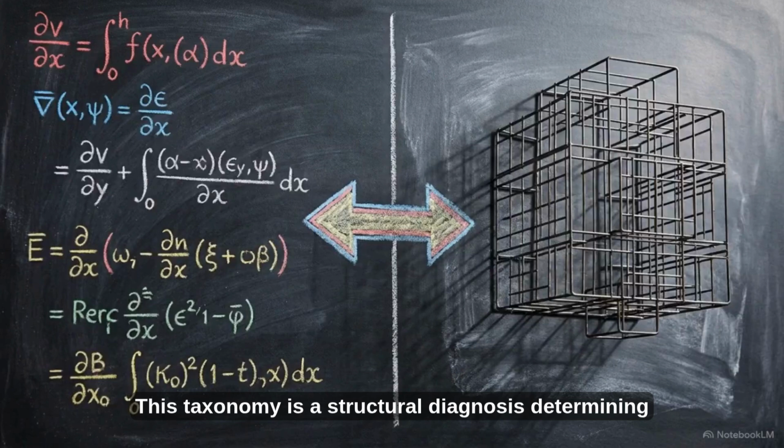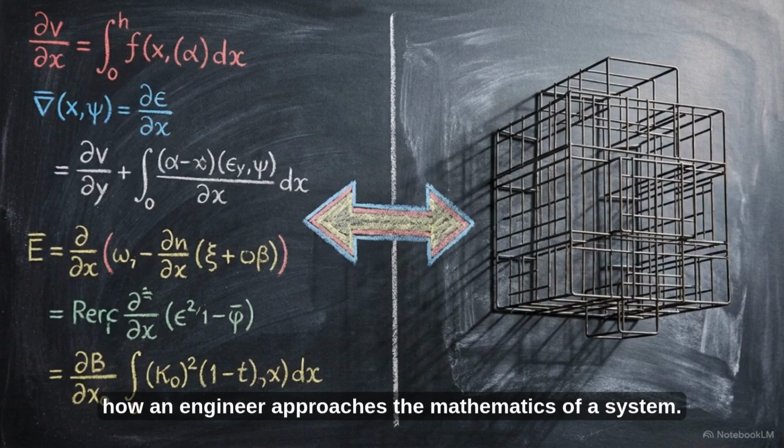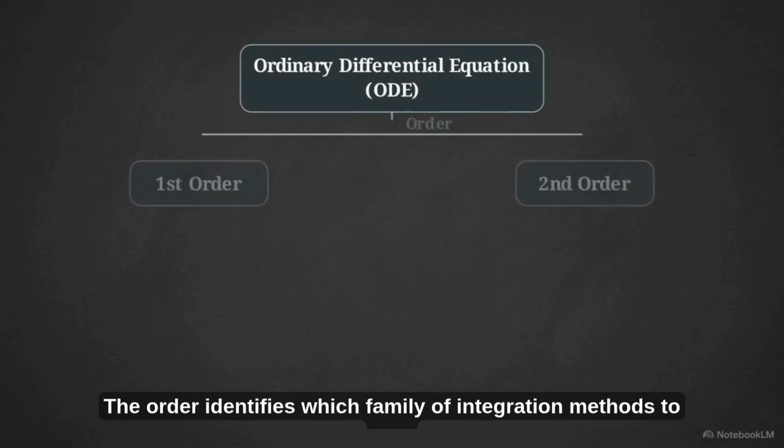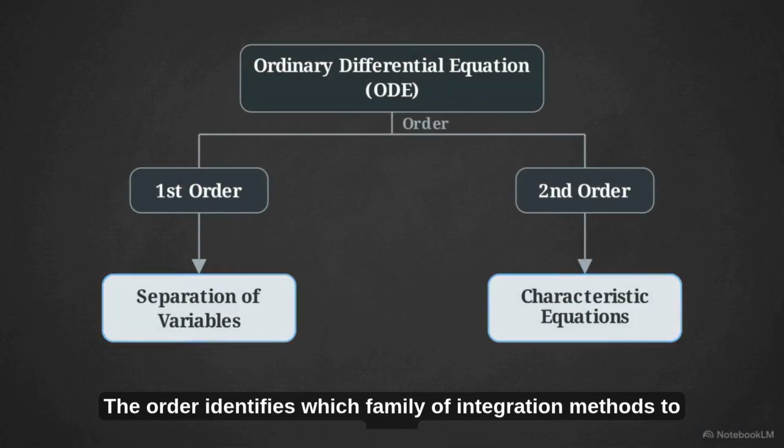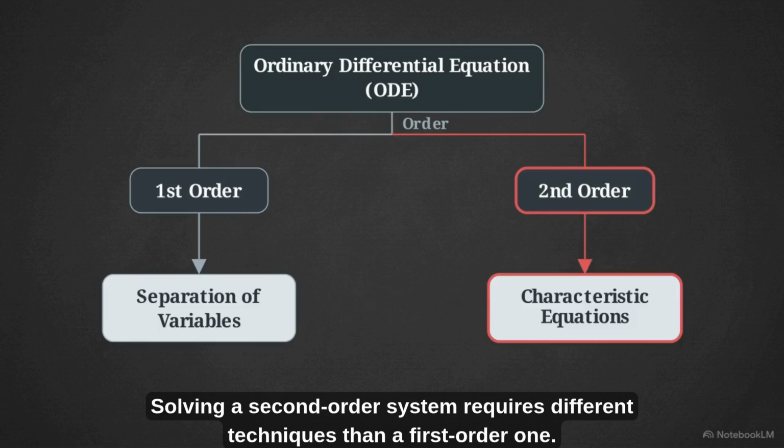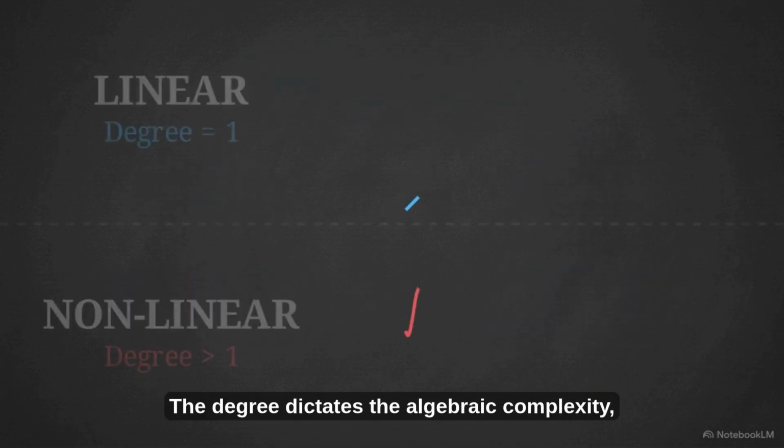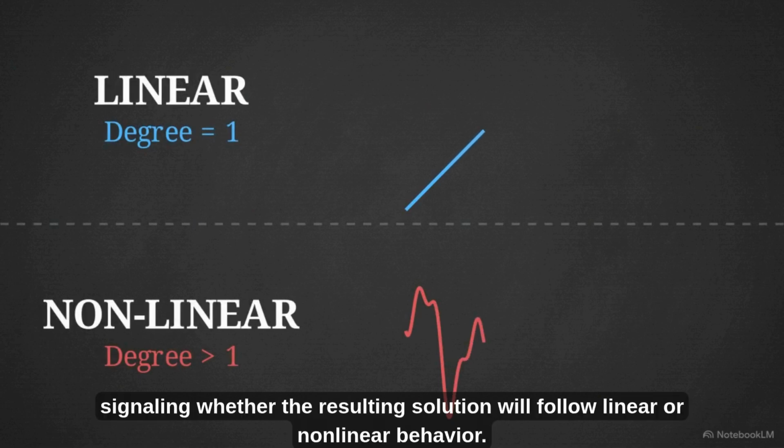This taxonomy is a structural diagnosis determining how an engineer approaches the mathematics of a system. The order identifies which family of integration methods to use. Solving a second-order system requires different techniques than a first-order one. The degree dictates the algebraic complexity, signaling whether the resulting solution will follow linear or nonlinear behavior.